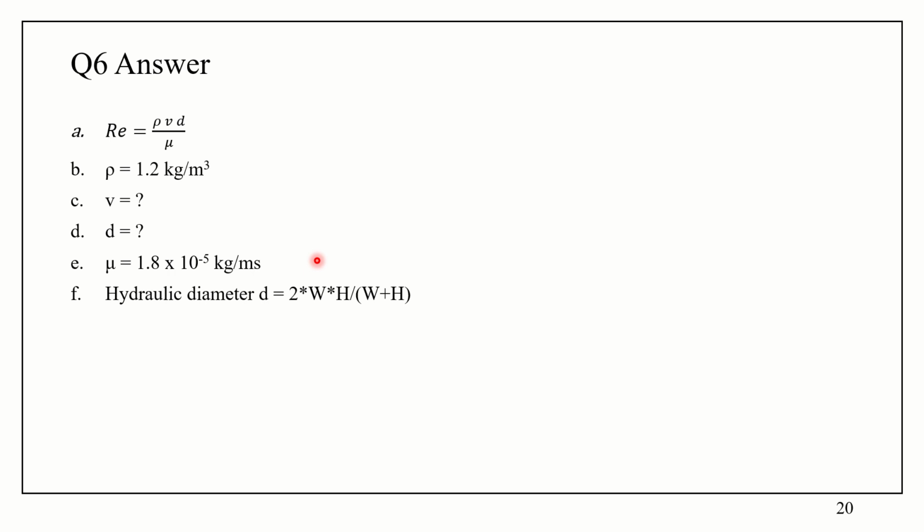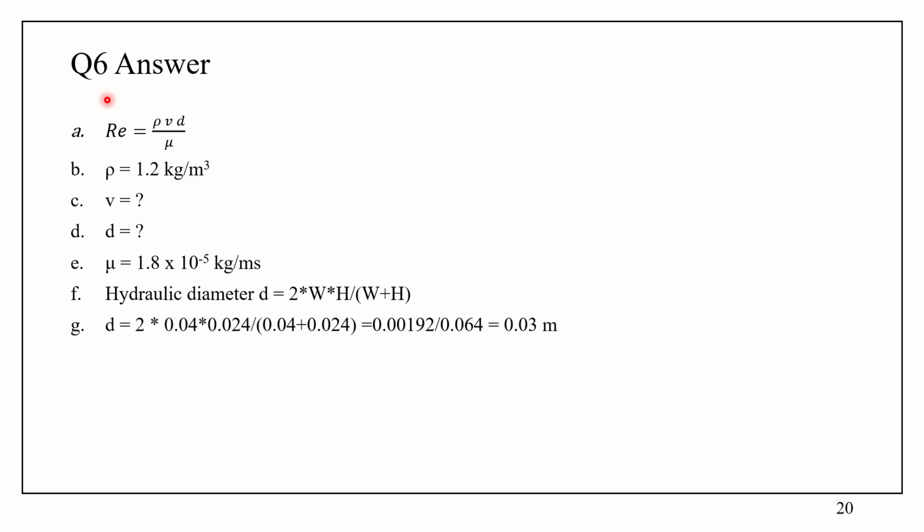Since it is not a direct circular pipe channel, we are just using the hydraulic diameter. So D equal to 2 into W into H divided by W plus H. W is 0.04, H is 0.024. So 2 into 0.04 into 0.024 divided by 0.04 plus 0.024 equal to 0.0019 divided by 0.064, which is nothing but 0.03 meter. Hydraulic diameter is coming as 0.03 meter.